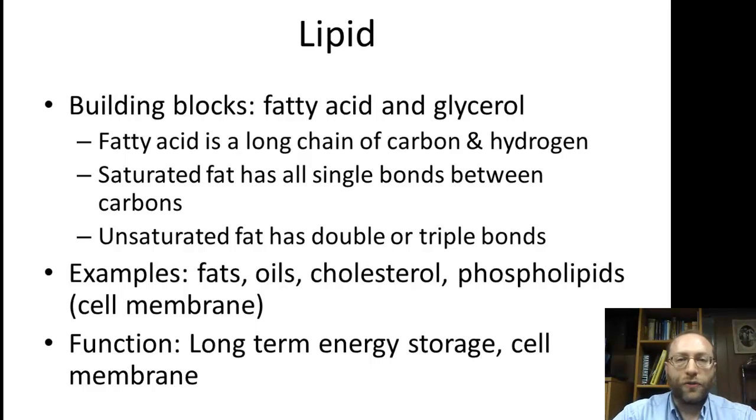Unsaturated fats have less than the maximum number of hydrogen atoms, because you tend to have double and triple bonds between the carbon atoms instead of all single bonds, and those tend to be liquid at room temperature. For example, oils. And the oils tend to be found in plants.